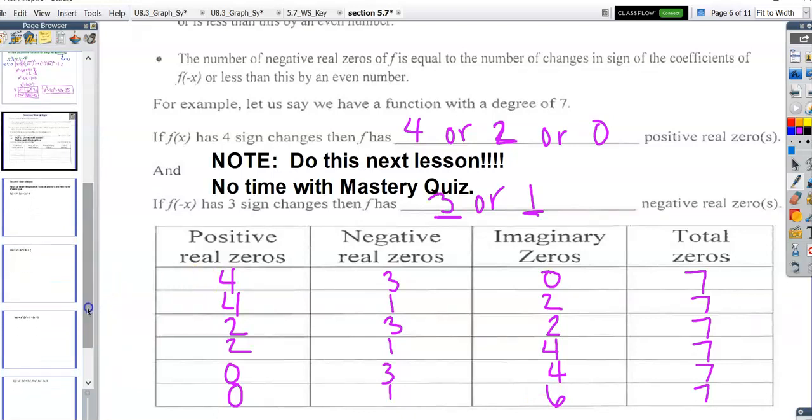All right, next I'll go over a couple examples for this type of question.